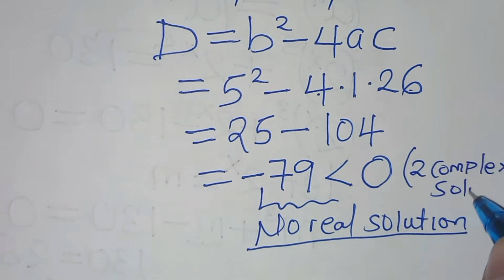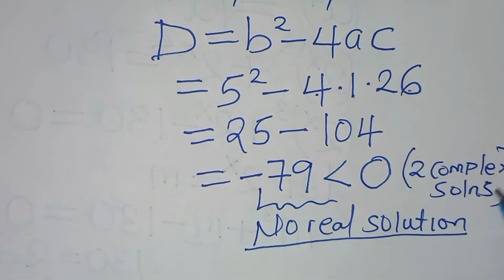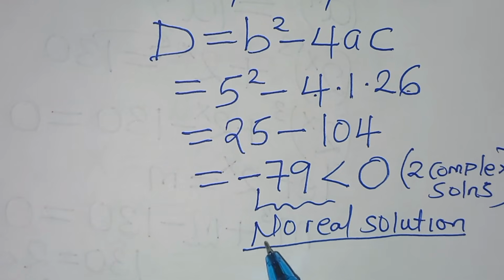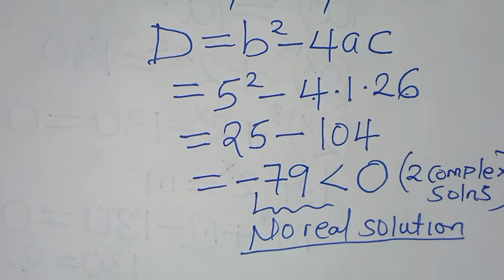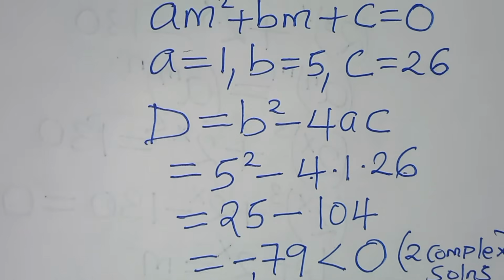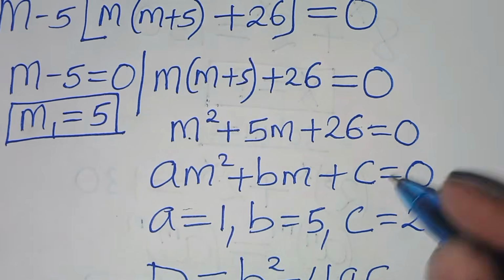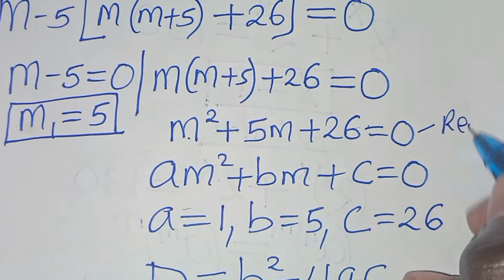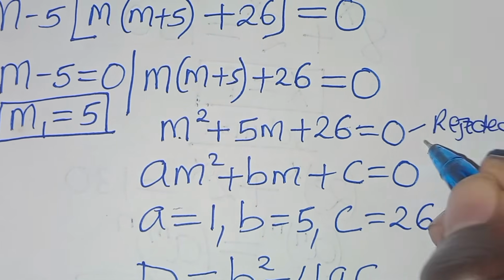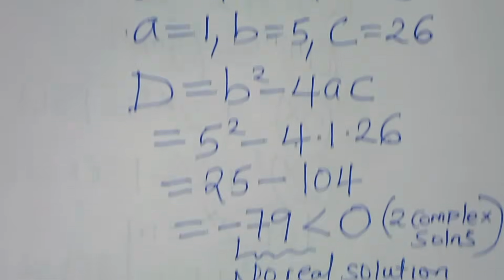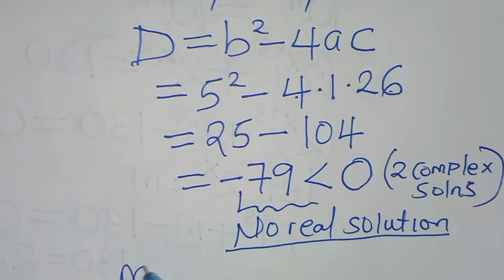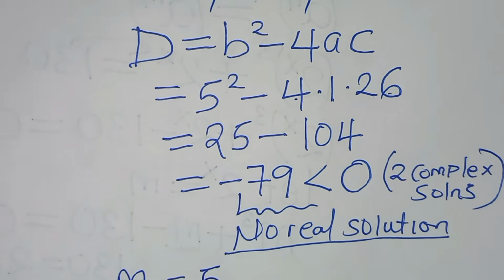Since this part will not give us a real solution here, this implies that this quadratic equation part is rejected. So let's reject this part, and let's focus on m1, which is 5.